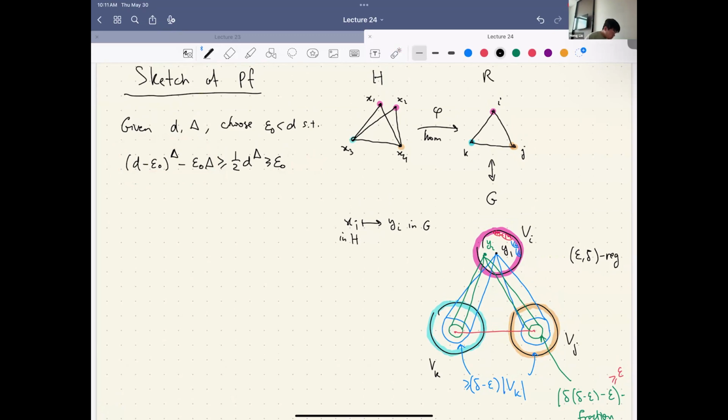Now, we have this homomorphism. Let phi be a homomorphism from H to R. And we can order the vertices. We're going to order V of H as x1 to xh, right? And we're going to embed x1 to x_{i-1} to the top, one by one.